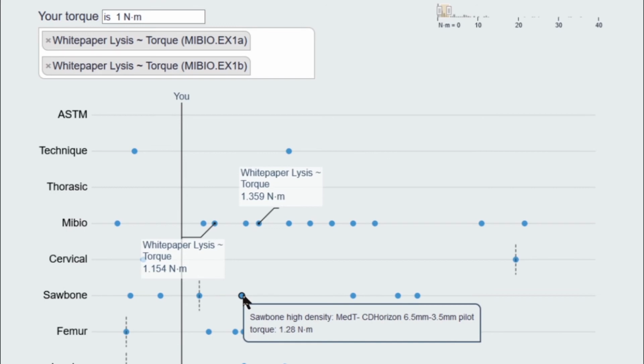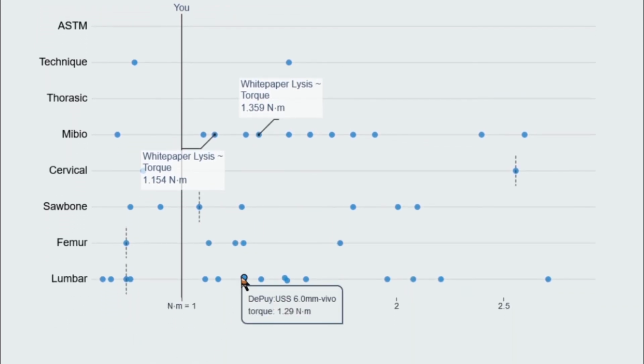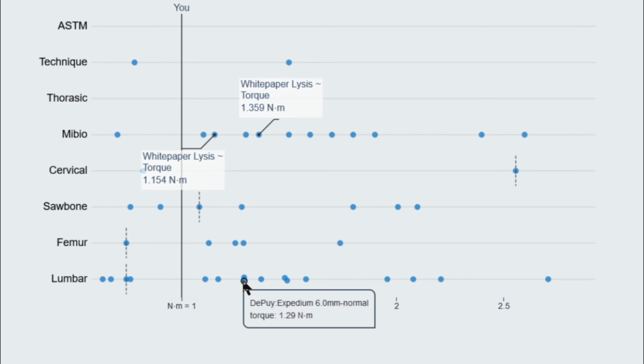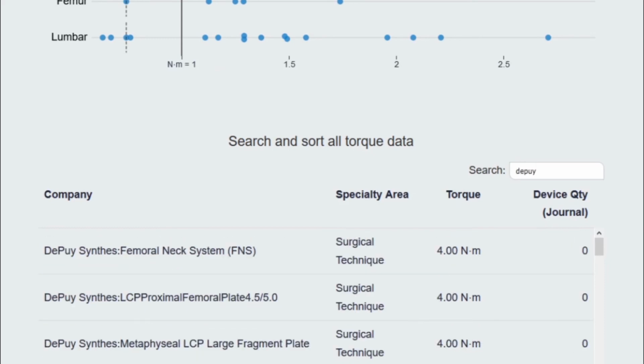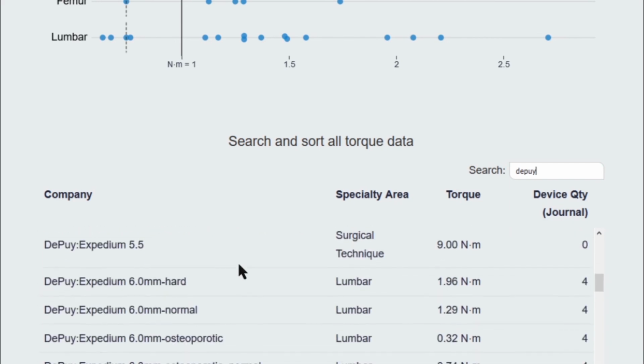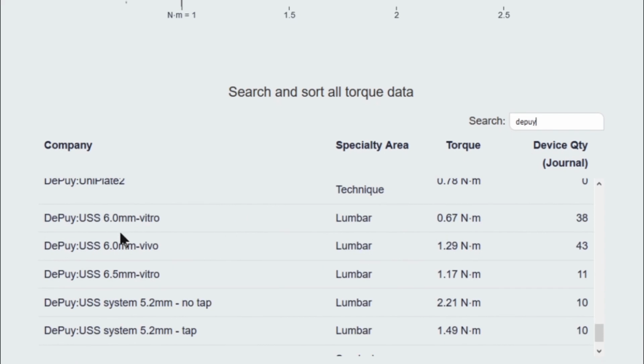You can see here some sawbone studies which are similar. Let's take the example of this DePuy study. Information below, and find the study that is similar. Links to the study, and if there were any participants. So now we have a similar torque for that study versus the one that we ran.